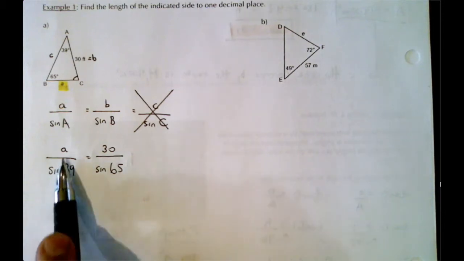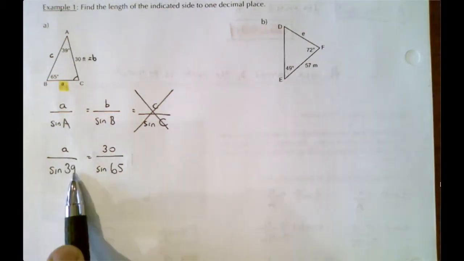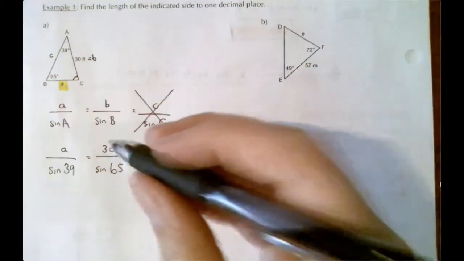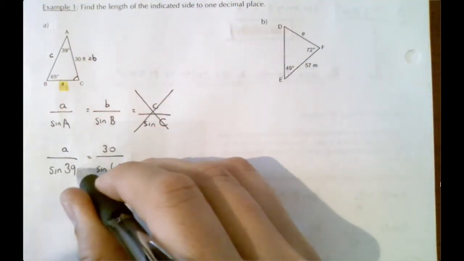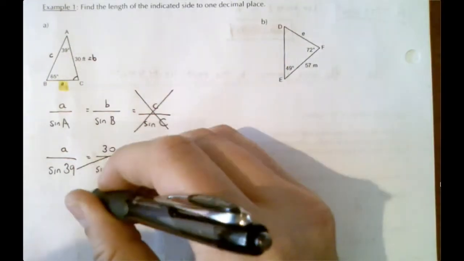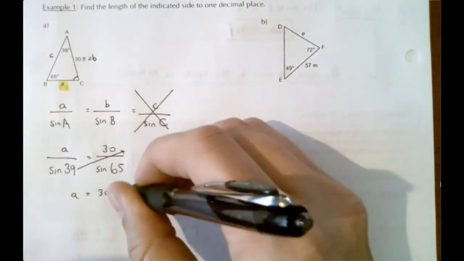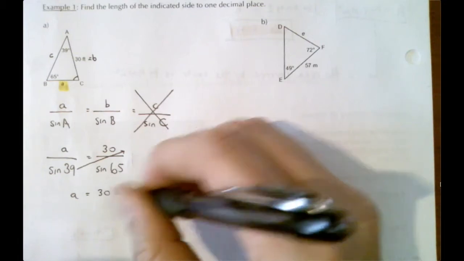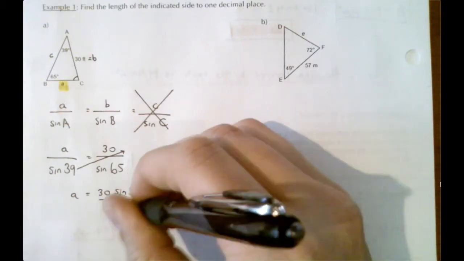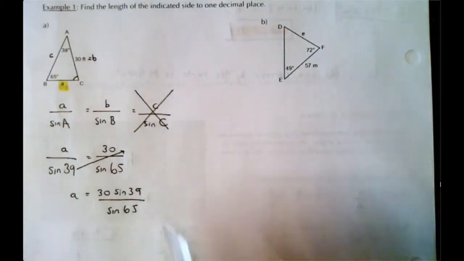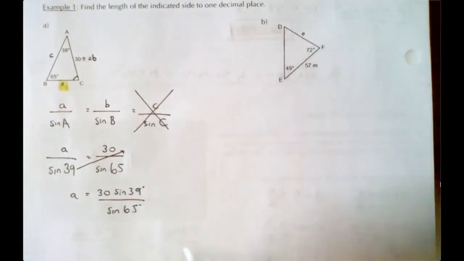How do we solve? Well, we isolate. This says A divided by sine 39. To rearrange it, we would multiply both sides by sine 39. And what that would do is basically take this and bring it up to the other side, and we would multiply: 30 sine 39 over sine 65. You might remember this as something called cross multiplication.